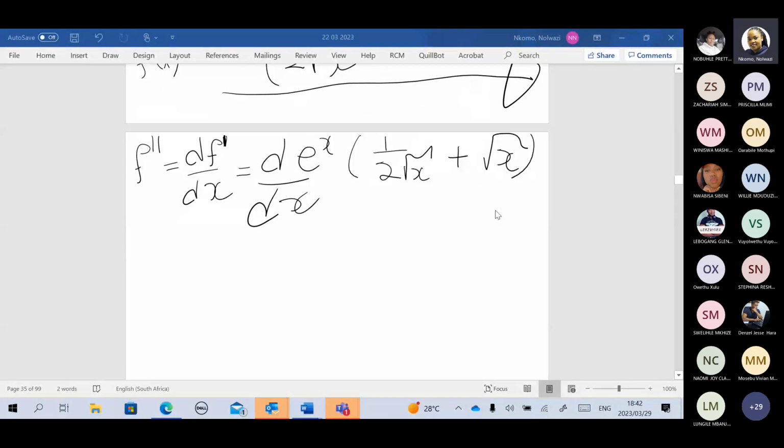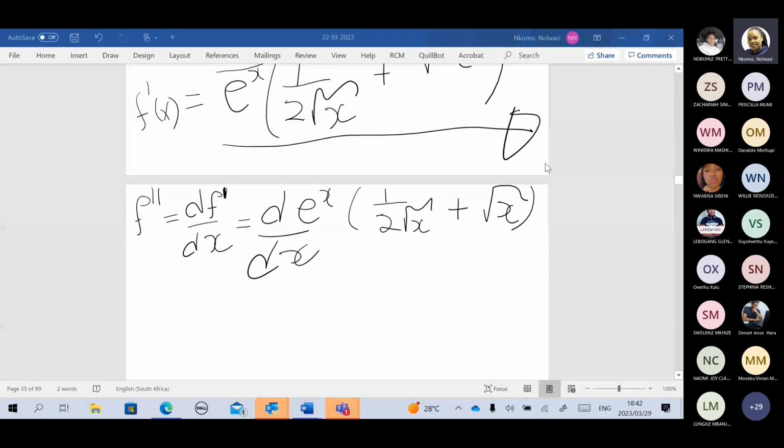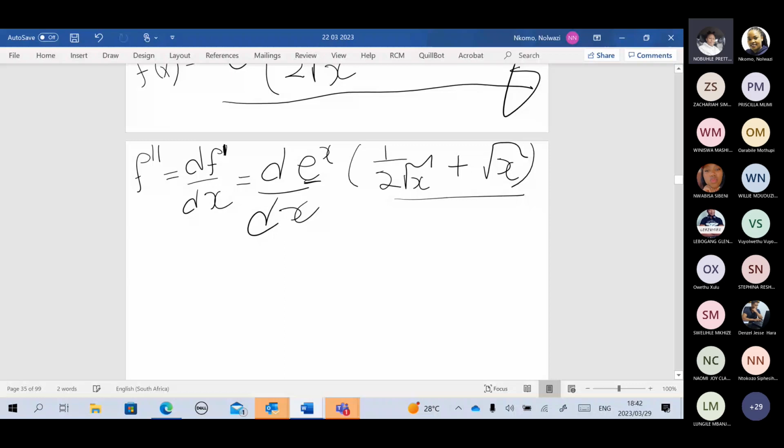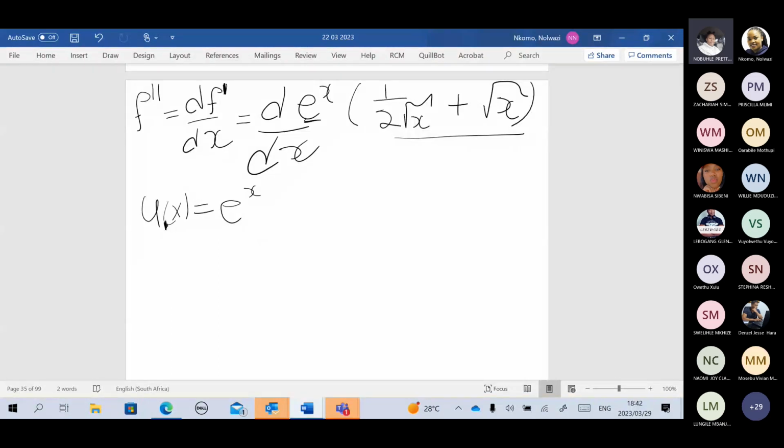Okay, if you look at this function, again, here we have a product of two functions. We have this function times this function, right? So it means we can let the first function be u, and u is e to the power x, right?